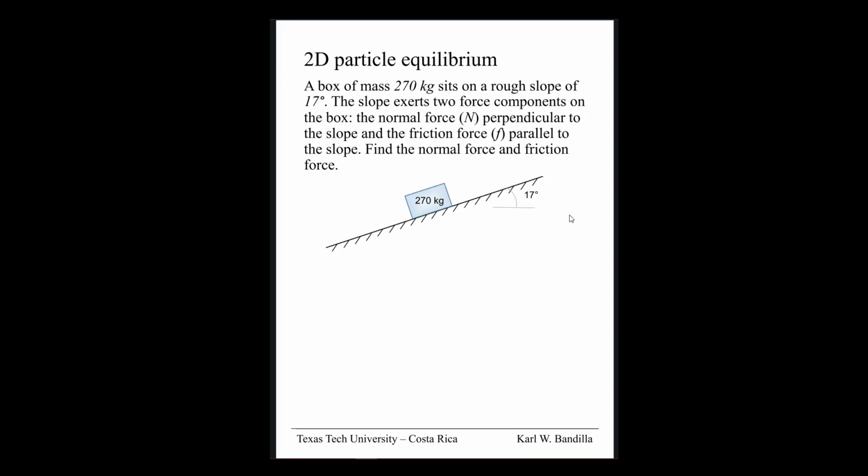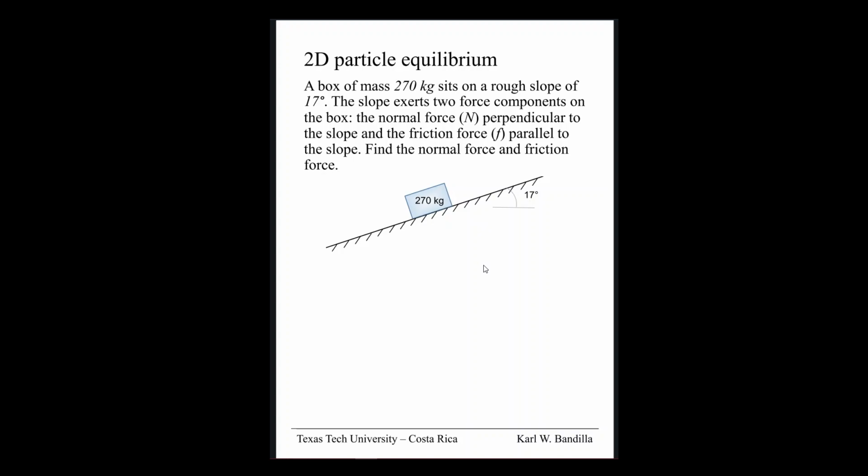Here's another 2D particle equilibrium problem. In this case, we have a box that is sitting on a rough surface. It's not moving, right? We're in statics, we're not in dynamics. We know that the slope of this ramp is 17 degrees. And we're now asked to find the normal force, which is going to be perpendicular to my slope, and also the friction force, which has to be parallel.